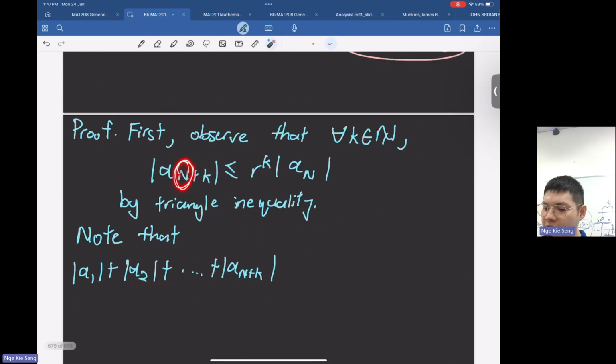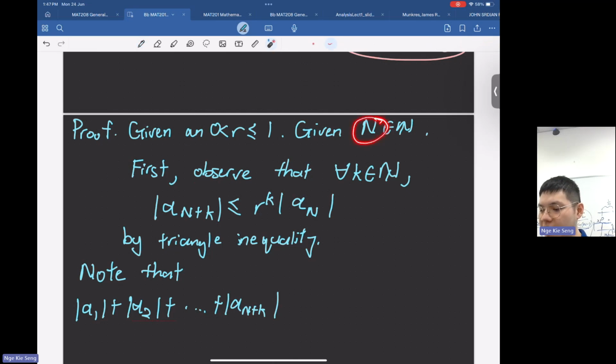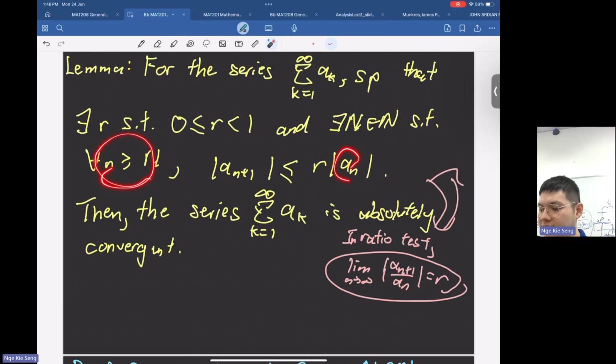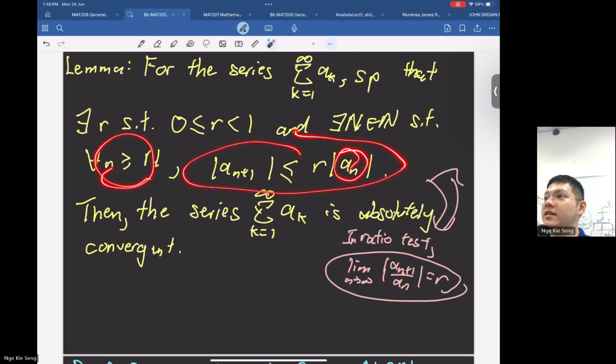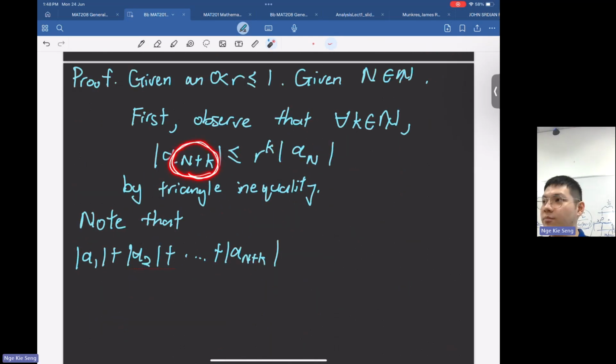So where does this n come from? Actually, we are given an r in between 0 and 1. And then n is also given. So this is a specific n that works with this r, so that for every term behind this n, we have this inequality here. Does it make sense? So that's why we single out this n plus k here.